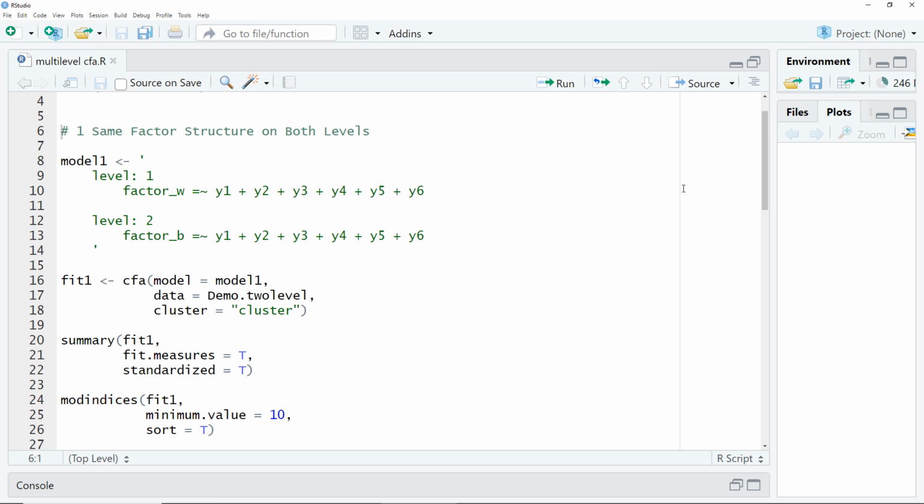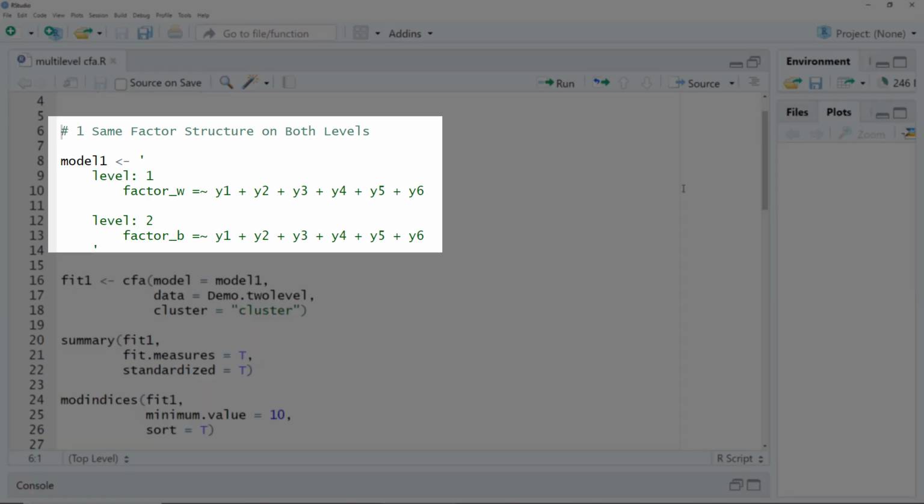So let's start with a two-level CFA. Let's say in this example we want to test whether we have a one-factor structure, whether all 6 items, y1 to y6, belong to one factor.